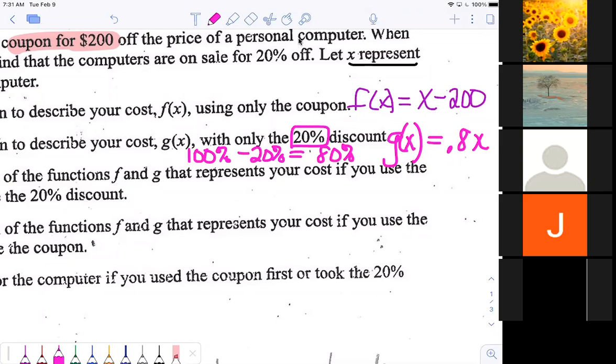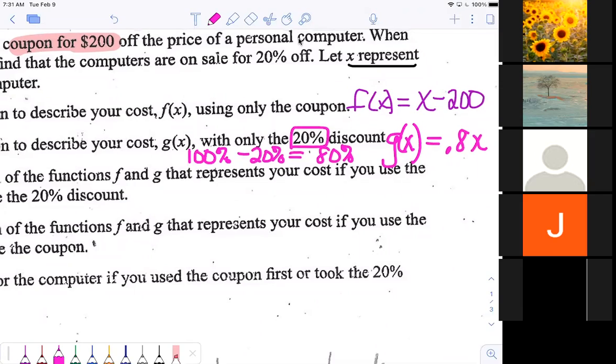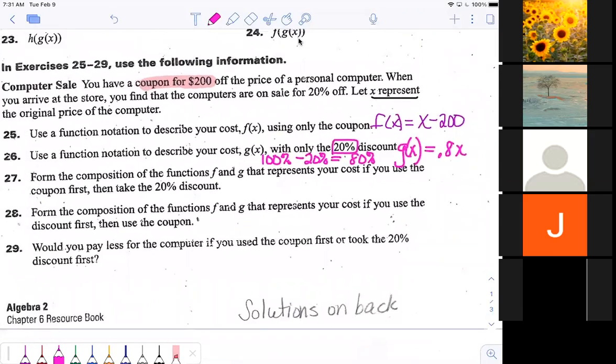But a percentage cannot be written as a percentage in a function because it's not a numerical value, it's a percentage. So 80% is the amount that you would be paying for the item. We write that as 0.8, or as Valerio said, you could write it as 4/5. Any questions on creating those two functions, 25, 26?